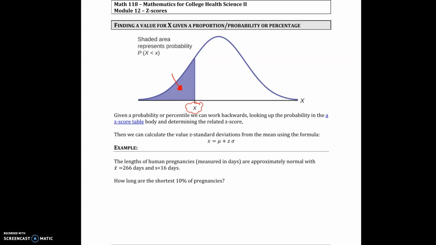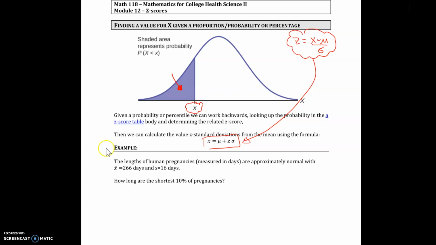Okay, so we're taking the formula z is equal to x minus mu over sigma and rearranging it. We multiply both sides by sigma, add mu to both sides, and rearrange. We find that we can calculate an x value by taking the mean and adding the standard deviation multiplied by the number of standard deviations the value is from the mean. So again, instead of spending too much time on the theory, let's see how this actually works.